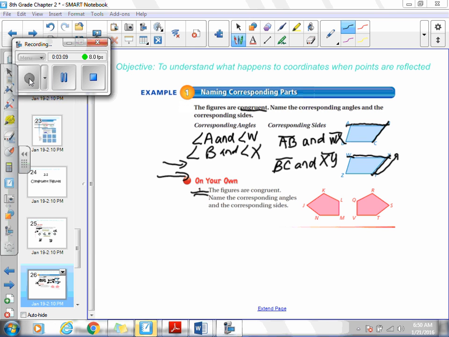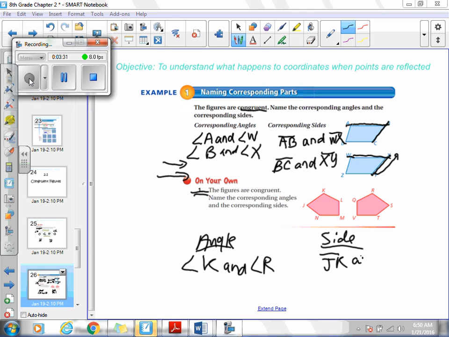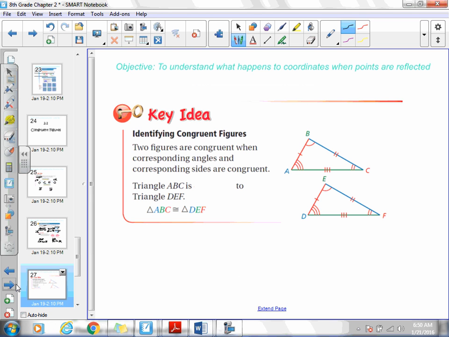Then you have an on your own to do. The figures are congruent. Name the corresponding angles and the corresponding sides. So I just make an angle list over here, side list over here, and then list out, for example, angle K and angle R are corresponding. A side, we could say side JK, how appropriate, and side QR are corresponding, and then complete the list there. So not hard, maybe a little time consuming, but pause the video if you need to and finish that up.